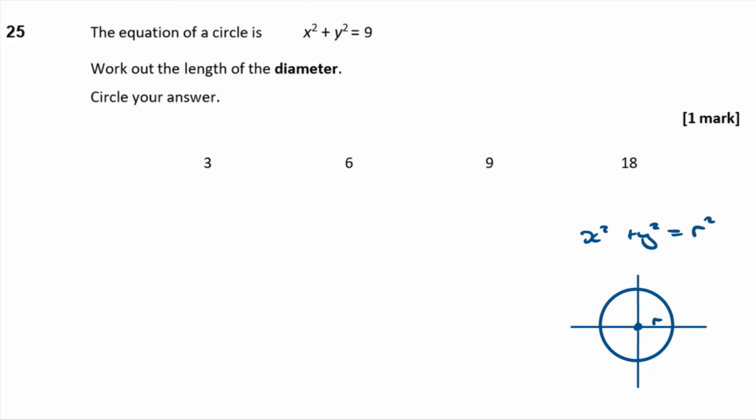Now here, if I write what I was given, x squared plus y squared equals 9, you can see then that r squared must be 9, which means that r must be equal to 3. Okay, so the radius is 3. So what's the diameter of your circle? The diameter is all the way across. So it's going to be 3 and 3 makes 6, then, isn't it? It's going to be that one there.